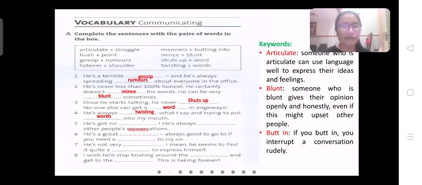And number five, he's got no manners. He's always butting in on other people's conversations. And number six, he's a great listener. Always go to him if you need a shoulder to cry on.